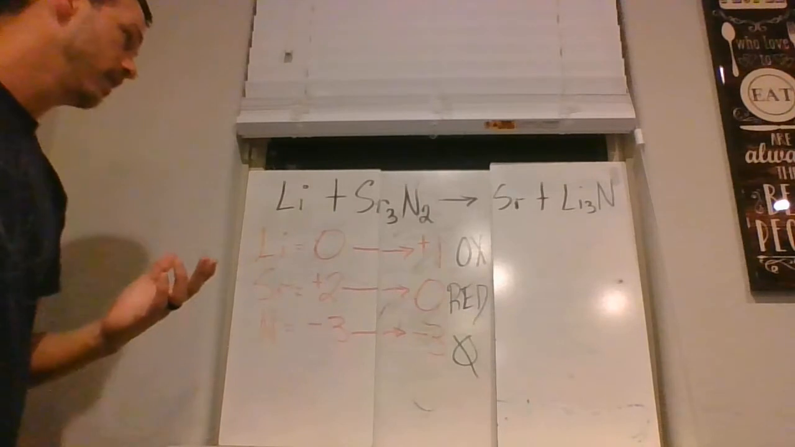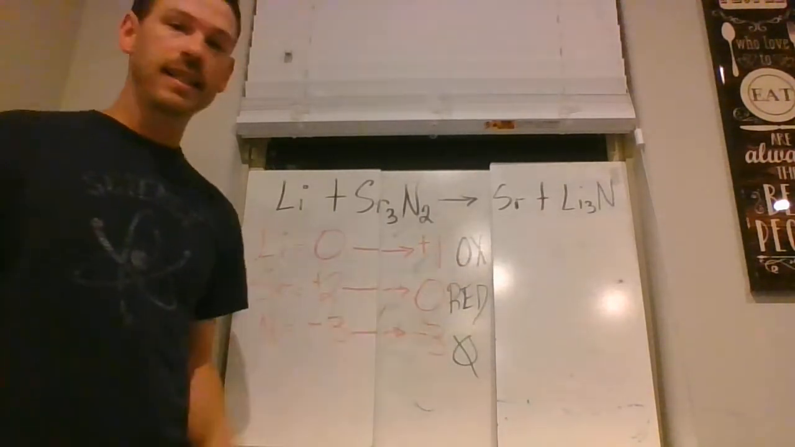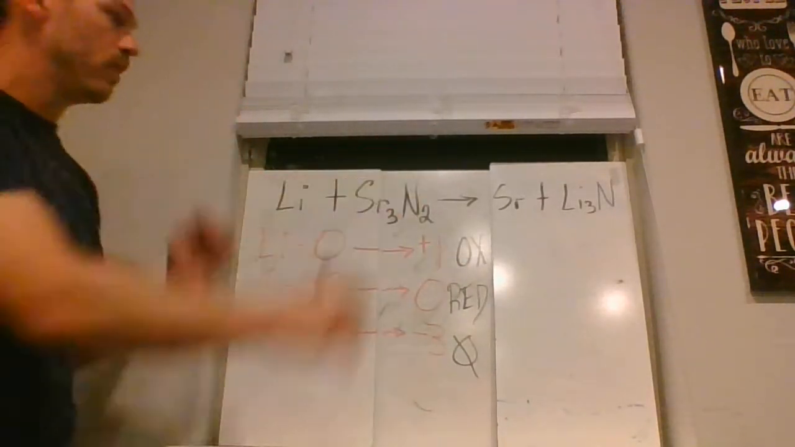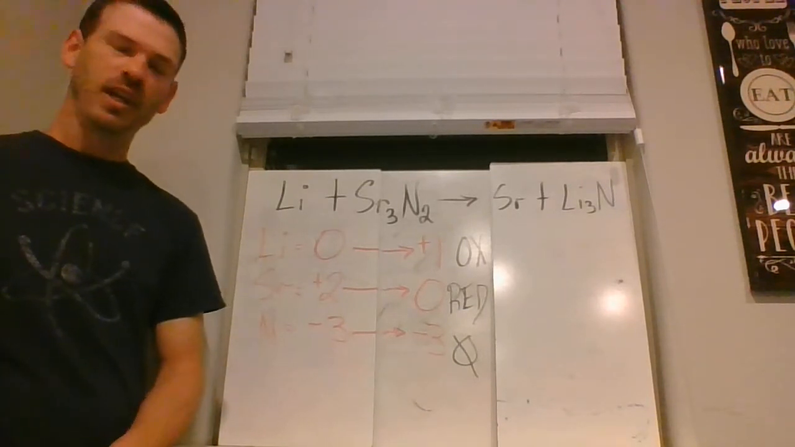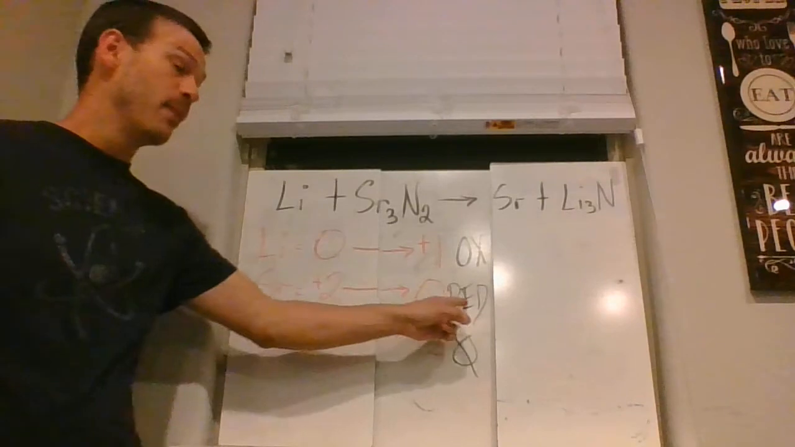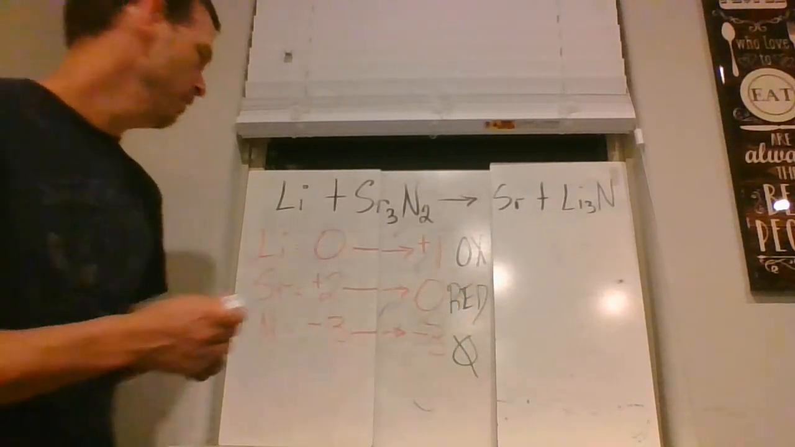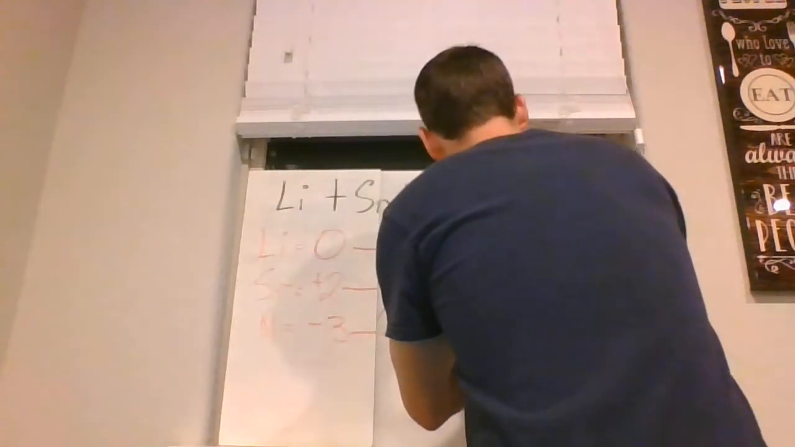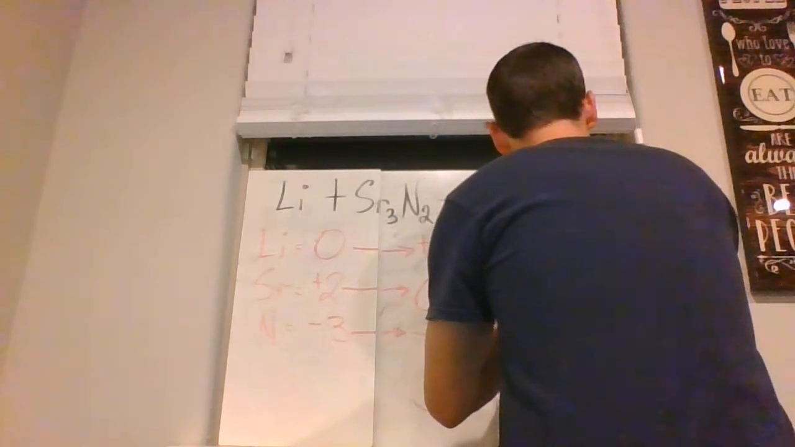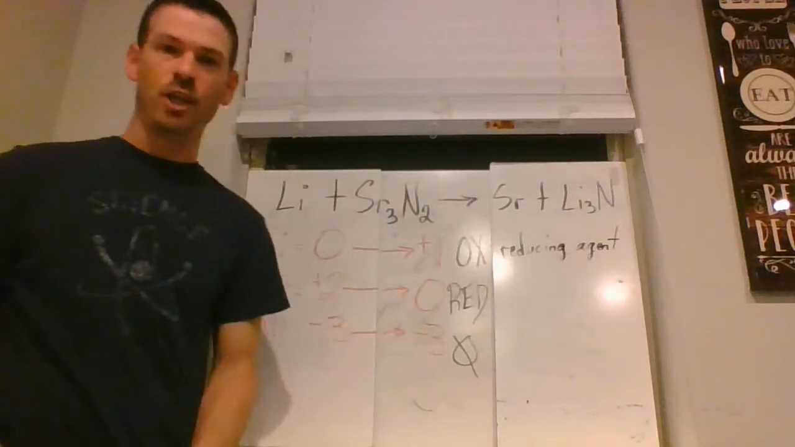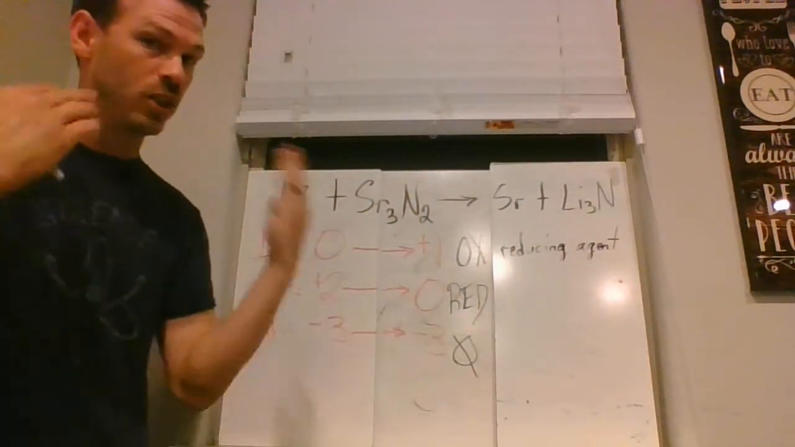Here's what I'm saying: based on the way the question's asked, if we say lithium is oxidized, what if the question gave you this and said, what's the reducing agent? What's the reducing agent here? It's not strontium. Strontium was reduced. Who reduced him? Lithium is the reducing agent. Whoever is oxidized is the reducing agent. Whoever's reduced is the oxidizing agent.